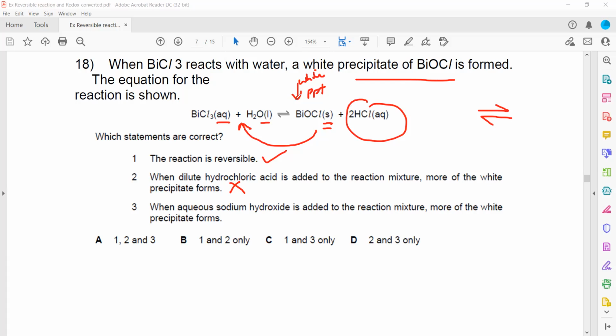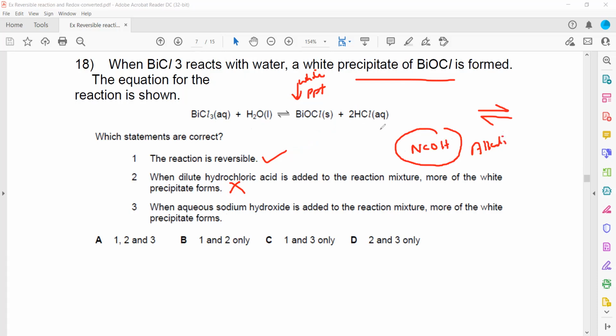When we check the third statement, when sodium hydroxide is added, more precipitate forms. This you will study in the next topic, which is about acid and alkali. Sodium hydroxide is a base or alkali, and alkali can react with acid. Acid and alkali can react with each other, and when they react, the amount of the product will decrease. If the amount of a product decreases, where will the equilibrium shift? Equilibrium will shift towards the right hand side. As a result, the amount of the white precipitate will increase.